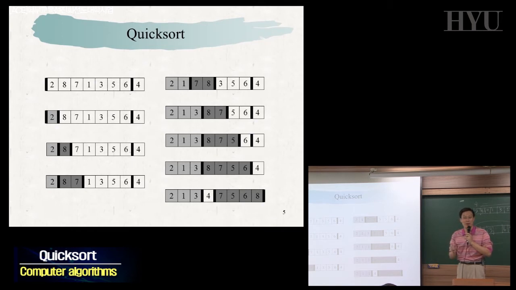But the problem occurs when we come across a smaller element. What should we do? What should we do if we come across a smaller element like this? So what to do in this case?